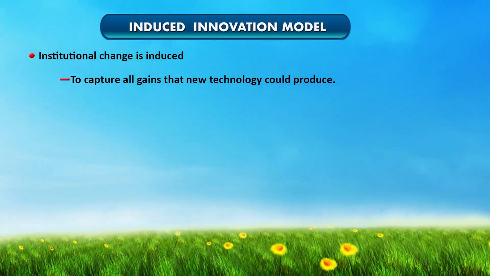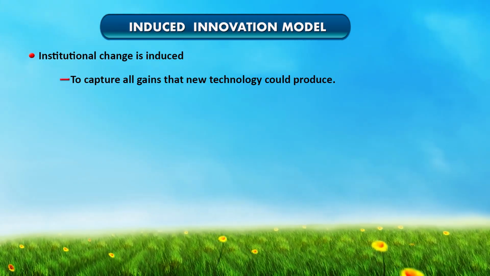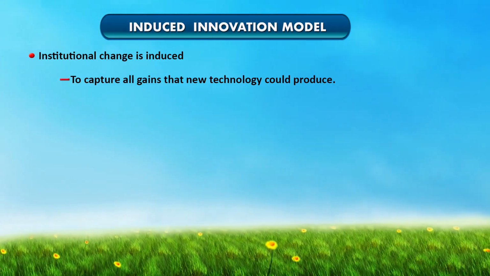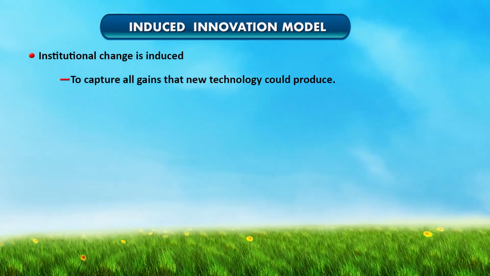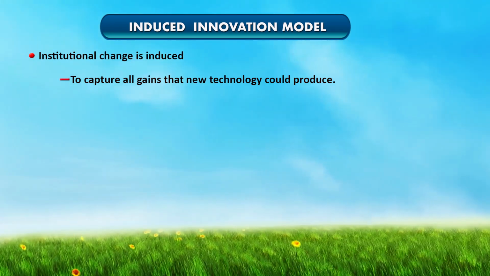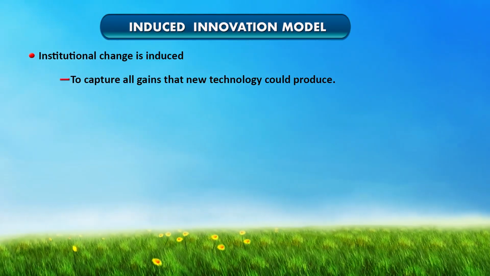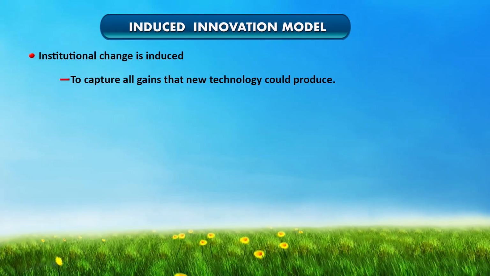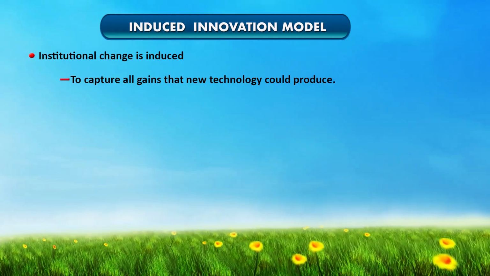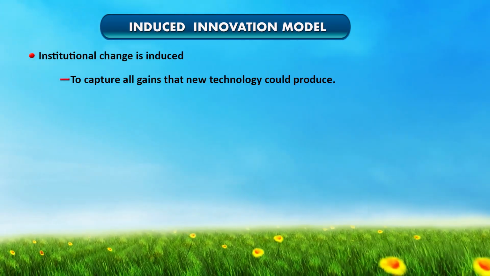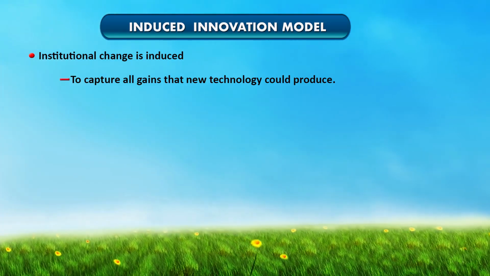And according to this induced innovation model, institutional change is induced to capture all the gains that new technology could produce. When agricultural sciences develop new technology, it has certain advantages for more production or productivity, and to capture this advantage we need to provide institutional support to the farmers so that they can capture all the gains available from the new technology or new input.